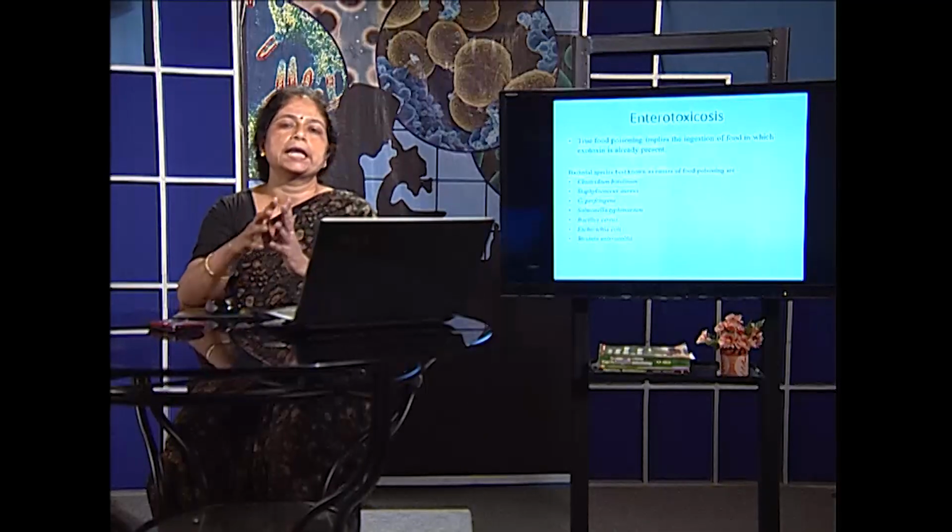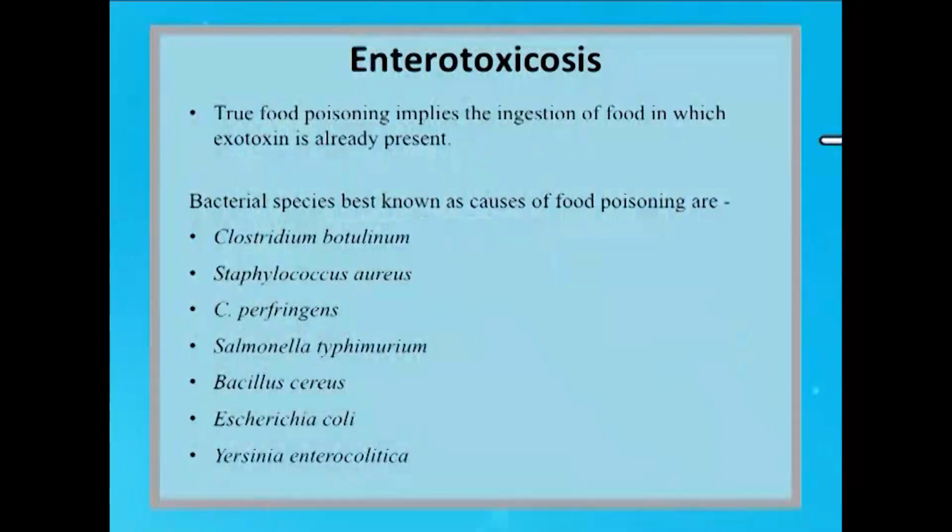So what is enterotoxicosis? Enterotoxicosis refers to the true food poisoning which is caused by the ingestion of a food which is already contaminated by a toxin or by the presence of a bacterial toxin. So the bacterial species which cause this food poisoning are as follows. They can be Clostridium botulinum, Staphylococcus aureus, Clostridium perfringens, Salmonella typhimurium, Bacillus cereus, Escherichia coli, Yersinia enterocolitica and so on.